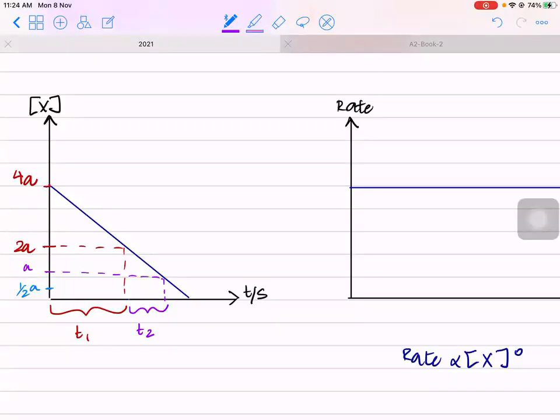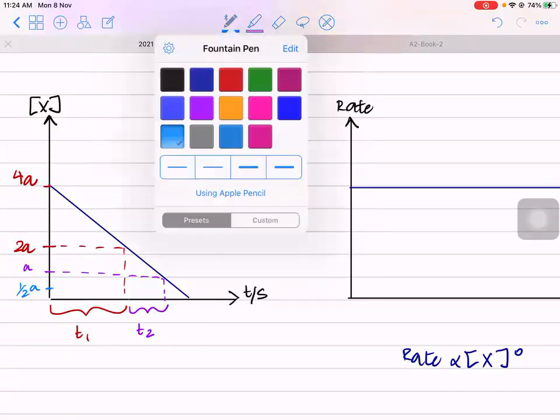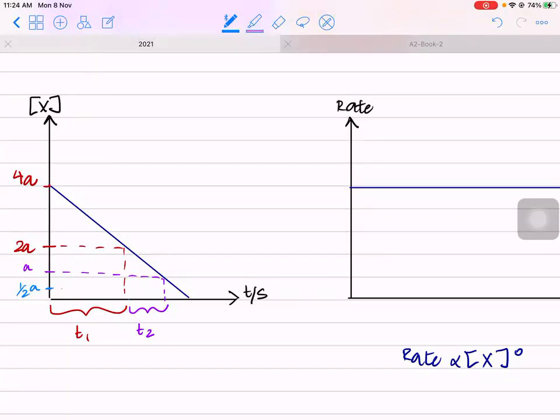Now from A to half A, that will be the third half-life. We can call this what? T3. So this right here becomes T3. Now I have calculated these half-lives, T1, T2, T3. Can I call them successive half-lives? Because this is one after the other. So we call these what? Successive half-lives. And if the reactant concentration is zero order, the successive half-lives will decrease.